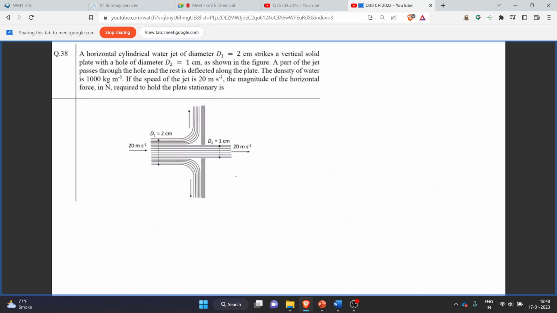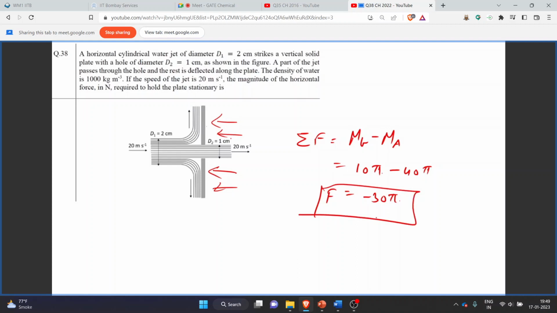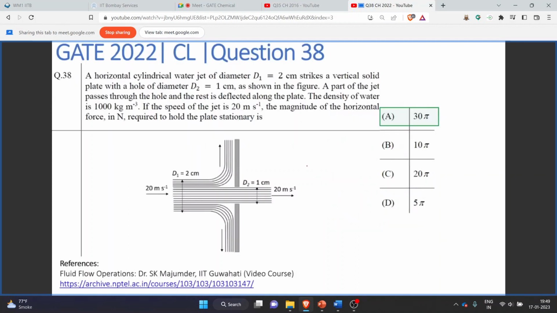So the force required to hold this plate stationary due to the effect of this water jet, we wrote as MB minus MA. So this will be 10 pi minus 40 pi. So this is minus 30 pi. So the force required is 30 pi. So from the given options, we can select option A as the correct answer.